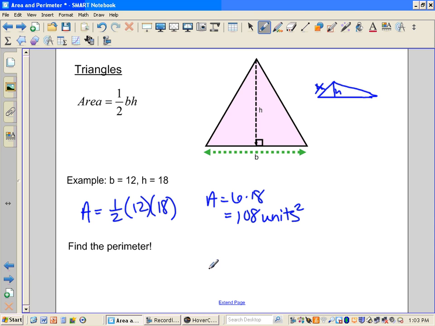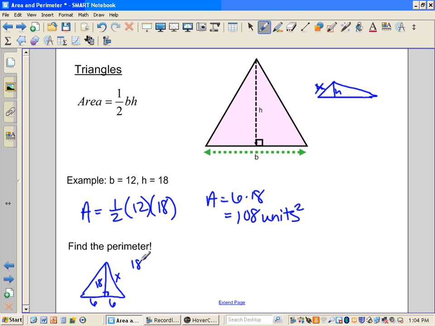The perimeter in this case seems like it might be a little more complicated. We have this triangle. We still have our height of 18, and our base is 12, which means that this is 6 and 6 here. In order to find the perimeter, I need to know this right here. Since we know that the height is perpendicular to the base, we can use the Pythagorean theorem to find this missing length, because this is the hypotenuse.